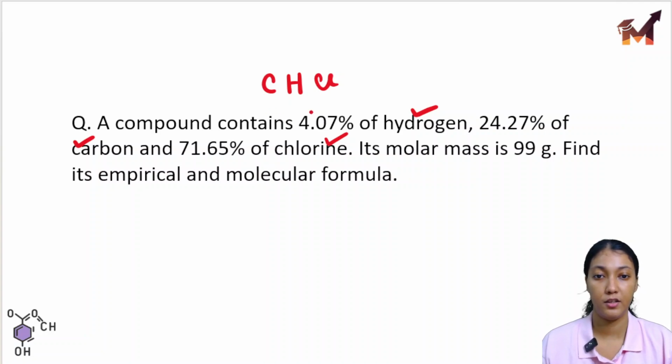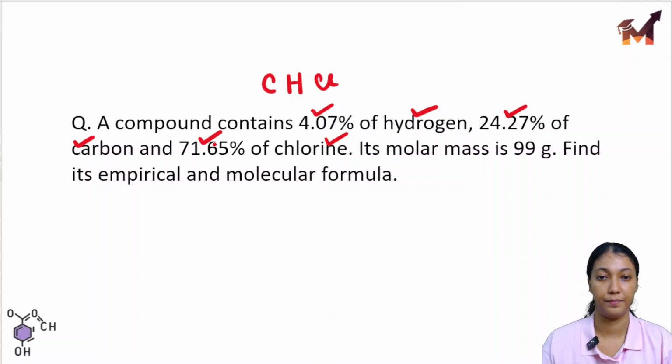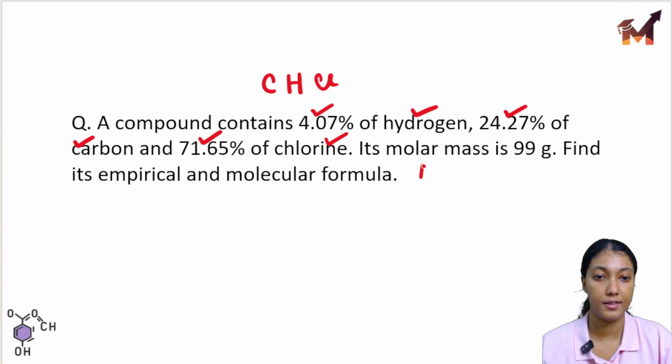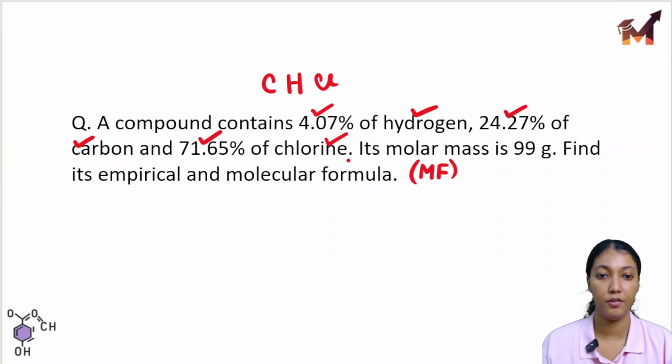So we are given the percentages also, which is 4.07% of hydrogen, 24.27% of carbon and 71.65% of chlorine. So we are given the percentages of these three elements and we are given the molar mass. Molar mass is basically the molecular formula mass. Molecular formula mass is 99 grams. So we have to find the empirical formula and molecular formula also. So let us see the steps which is required to solve this question.